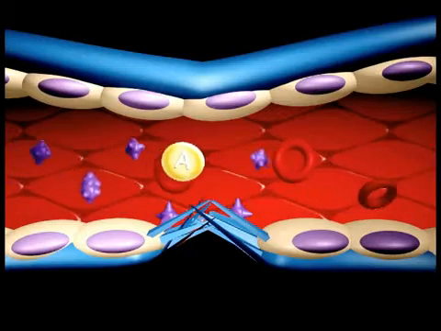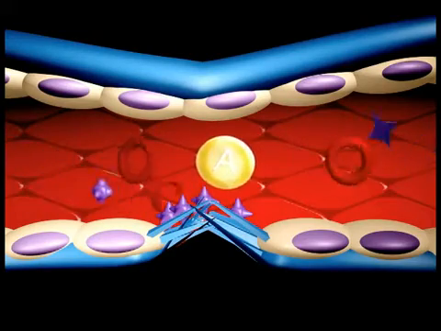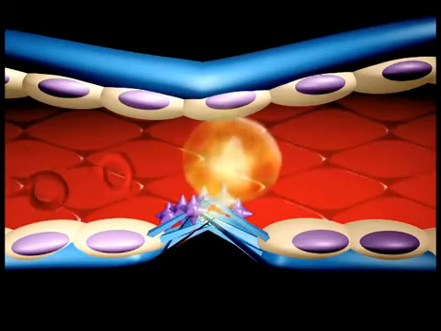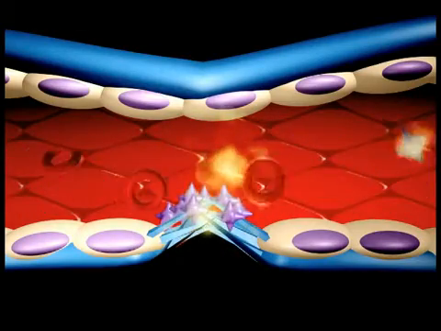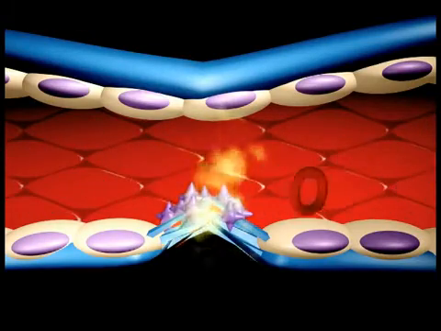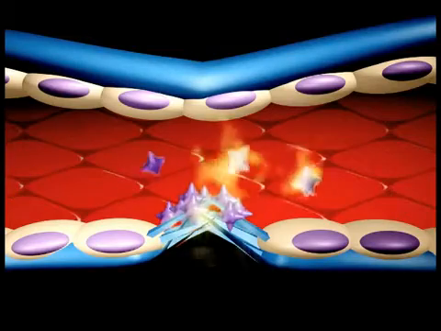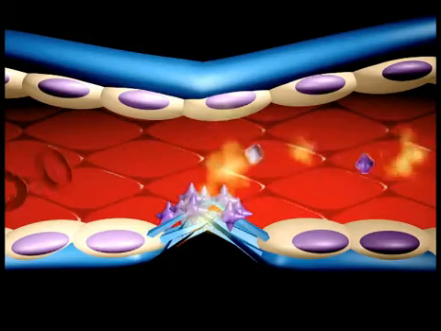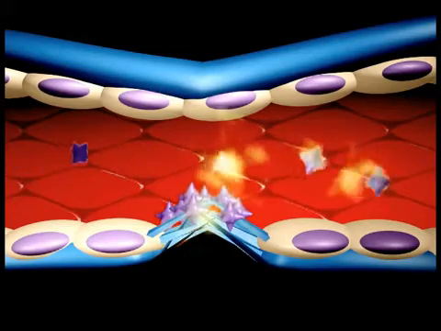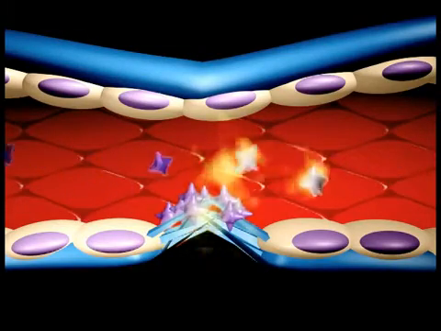Aspirin inhibits the synthesis of thromboxane A2 by irreversible acetylation of the cyclooxygenase enzyme. Cyclooxygenase is required for prostaglandin and thromboxane synthesis. Thromboxane A2 causes platelets to change shape, to release their granules, and to aggregate.